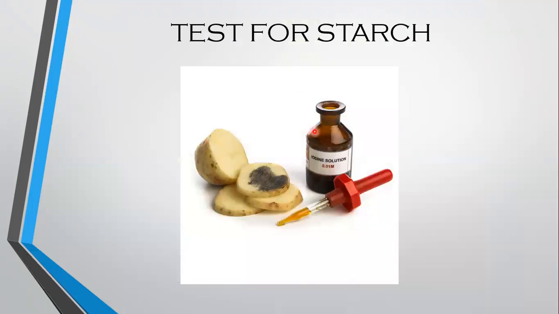Test for starch. To test for starch, which is a type of carbohydrate, put 2 to 3 drops of dilute iodine solution on the food sample. Appearance of blue-black color indicates the presence of starch.